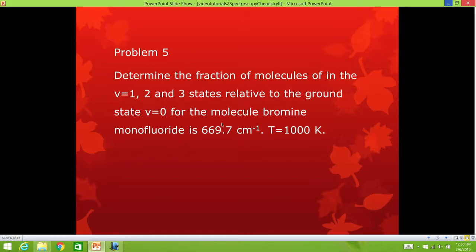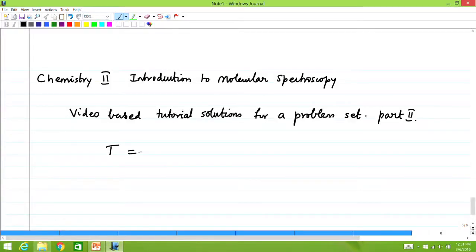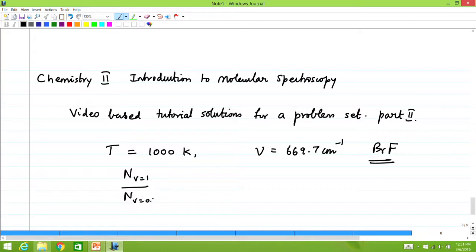I think there are some typographical things here. The frequency of the transition is 669.7 centimeter inverse. So, what the problem says, at T is equal to 1000 Kelvin, and when nu is given by 669.7 centimeter inverse for the molecule bromine monofluoride, you are asked to calculate the number of molecules in the V is equal to 1 relative to the number of molecules in the V is equal to 0 state.